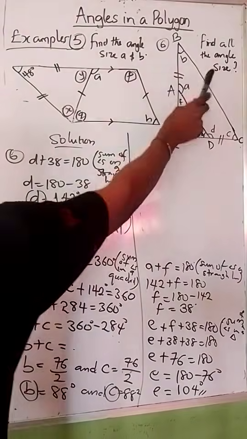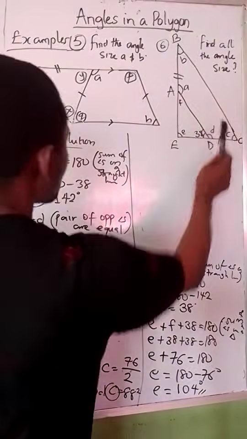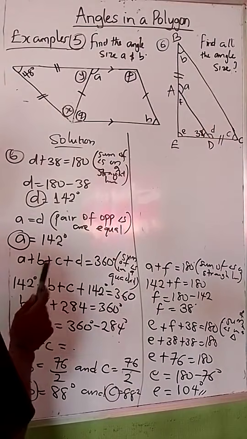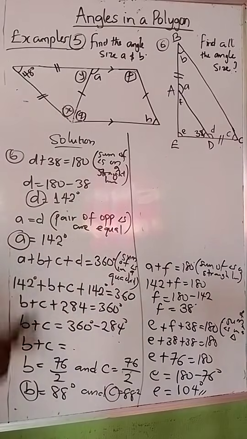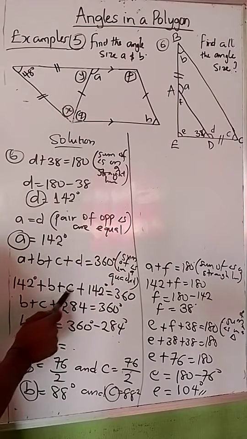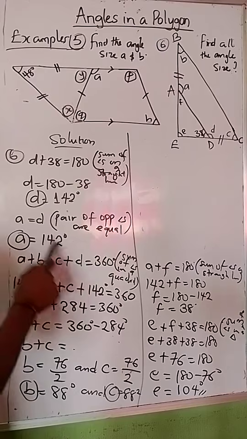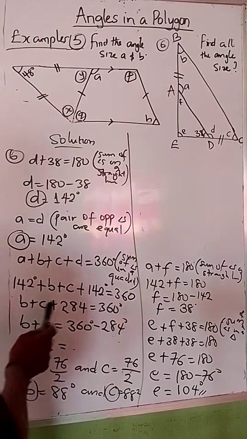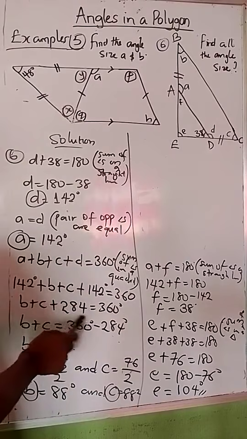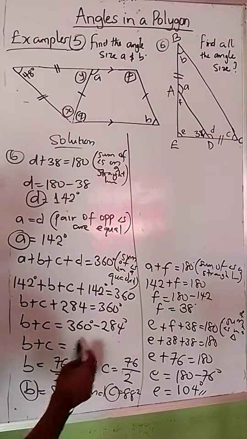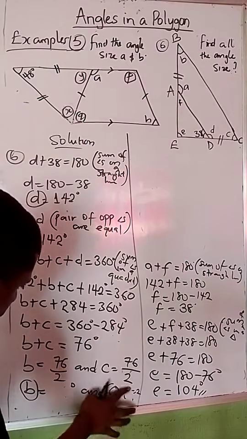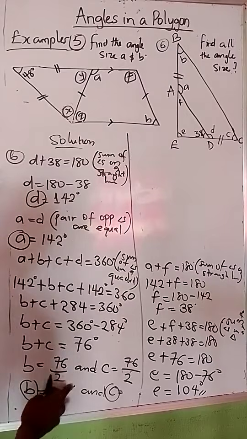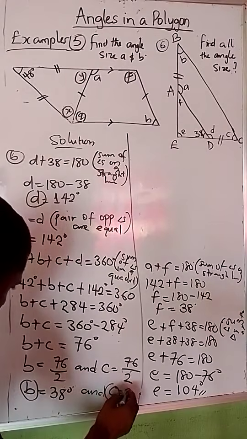Since we have gotten A and D, what is left for us is to get B and C. So we add all together, A plus B plus C plus D equals 360, sum of angles in a quadrilateral. Then A is 142, plus B plus C, plus 142 for D, equals 360. So B plus C plus 284 equals 360. When you subtract it, you have 76 degrees. 76 divided by 2, that's 38 degrees.